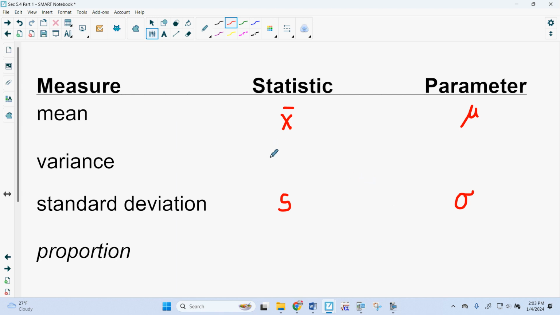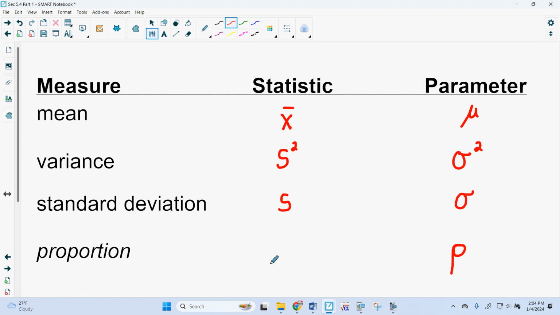But you do have the variance, which is just the standard deviation squared. And we also have the proportion. This would be the percentage, for example the percent of students that have an iPhone. Our parameter for this is the Greek letter rho, which really looks a lot like p. So we'll just call that p because it's hard to write that Greek letter.